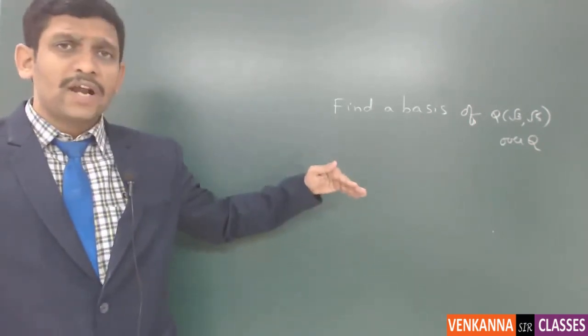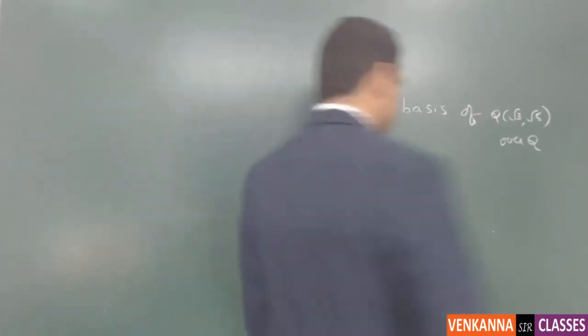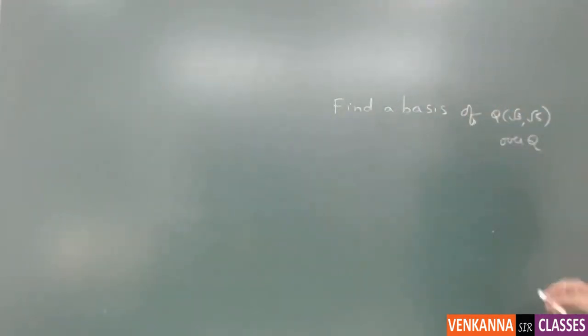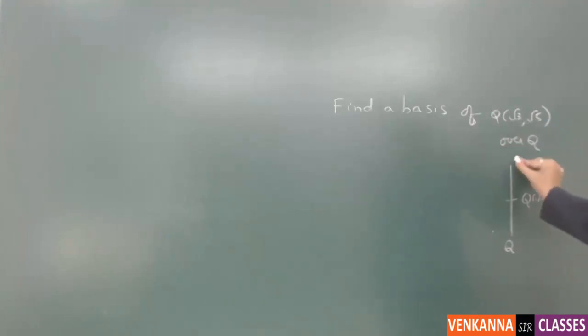So for our understanding, let us write the extension part here. The smallest field here is nothing but Q. By adding one more element to it, we have another extension, Q of root 3. Then its next extension is Q of root 3 comma root 5. This is the hierarchy.